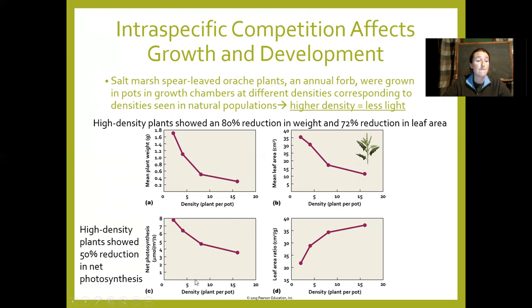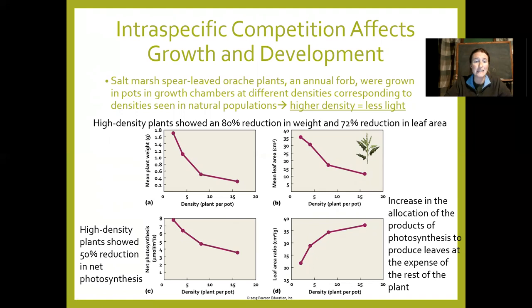Okay. Photosynthesis was reduced by about half. And of course, this is tied to the mean leaf area, but they were able to get less light, right? Because they were more densely packed. And the one factor they measured that looks different is the leaf area ratio. And so essentially this increase in leaf area ratio as the density increases indicates that the plants are kind of reallocating resources from the rest of the plant to produce leaves as much as possible. So this is costing the plant energy and resources because the plant is just trying to survive in any way possible. And so it reallocates the resources into the leaves.